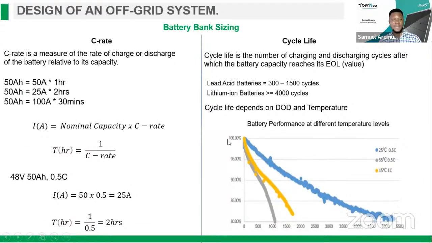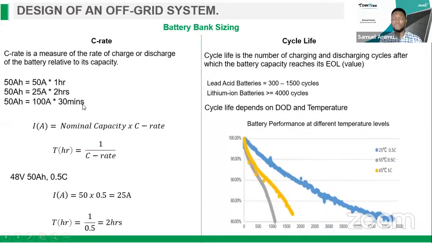And one of the important parameters of a battery is the C rate. The C rate is a measure of the rate of discharge, or the amount of charge or discharge you can take out from a battery relative to its capacity. In most scenarios, when people buy, let's say, a battery of 100 amp hour, they say this battery can discharge 100 amps in 1 hour. That's actually not correct. Like I explained there, we have 50 amp hour. This 50 amp hour can mean so many things. It can mean 50 amp discharge in 1 hour, or 25 amps discharge in 2 hours, or even 100 amps discharge in 30 minutes.